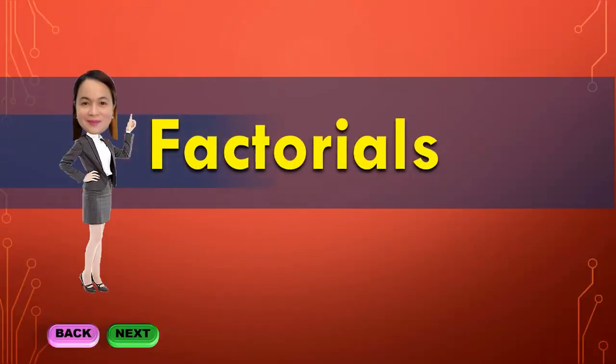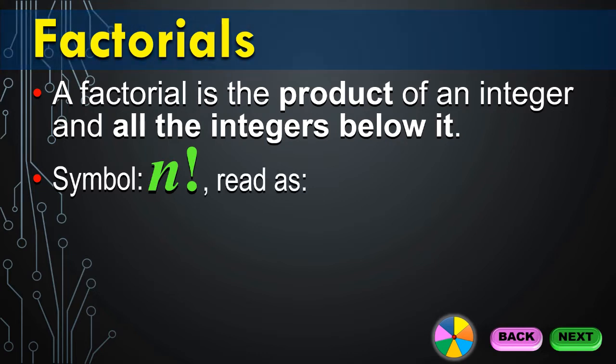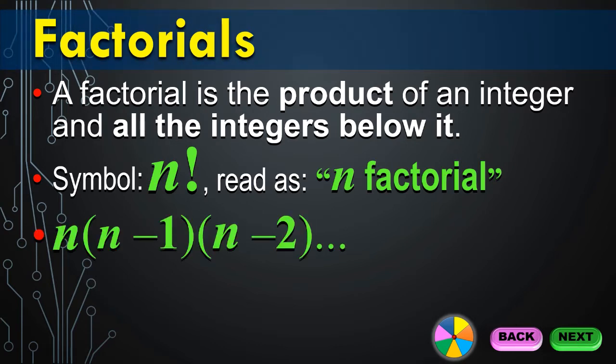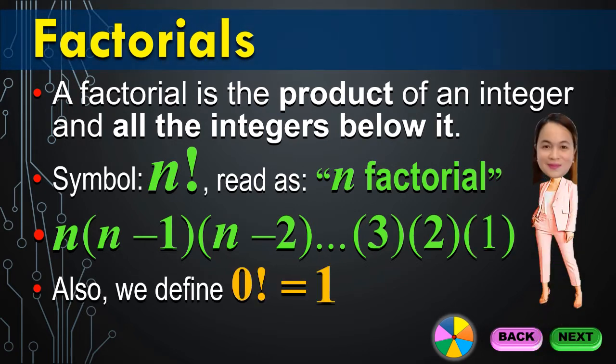Our lesson for today is all about factorials. A factorial is the product of an integer and all the integers below it. The symbol is n factorial, read as n factorial. n factorial is n times n minus 1 times n minus 2 times ... times 3 times 2 times 1. Also, we define 0 factorial as equal to 1.